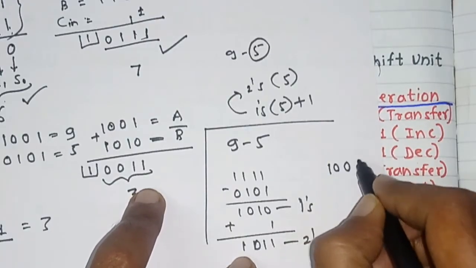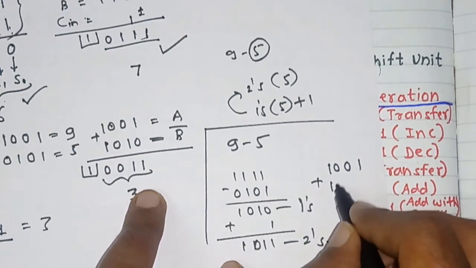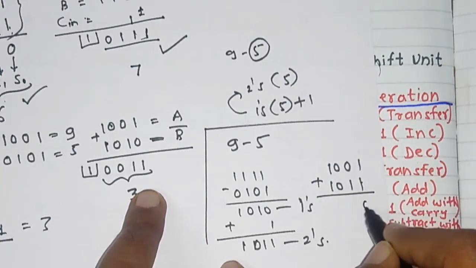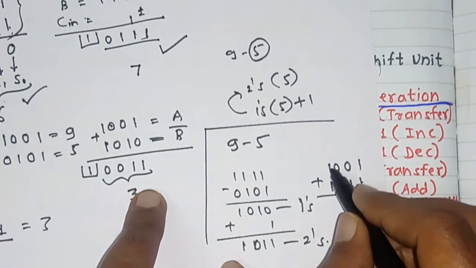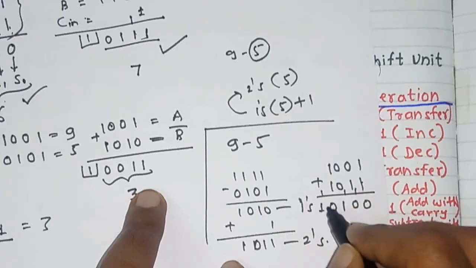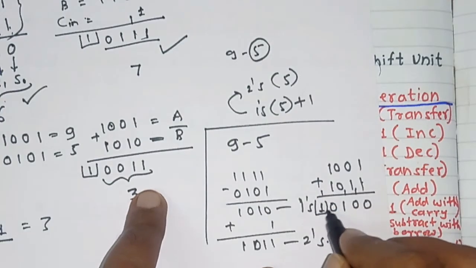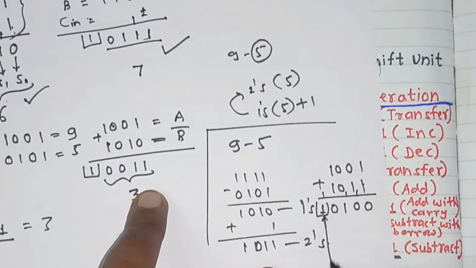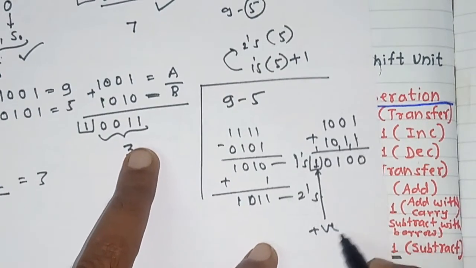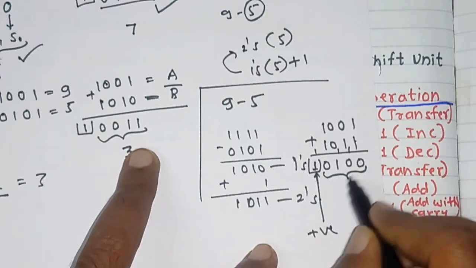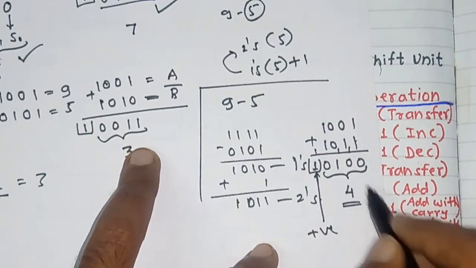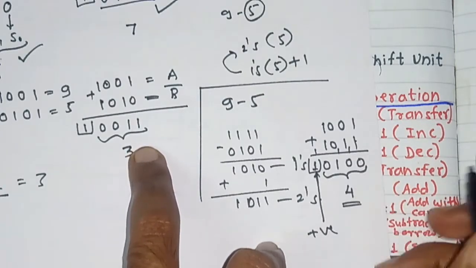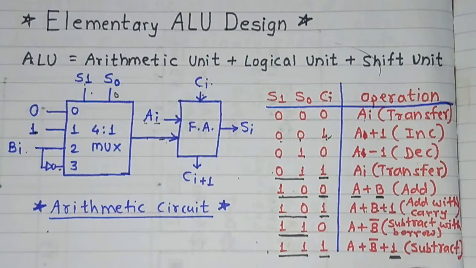So 9 plus this 1 0 1 1. 1 plus 1 is 0, carry 1. 1 plus 1 is 0, carry 1. 1 plus 1 is 0, carry 1. Here the carry is generated, that means the result is positive, and whatever magnitude is available is taken as it is, that is 4. So this is our exact result of subtraction. This is how we can perform the normal subtraction.